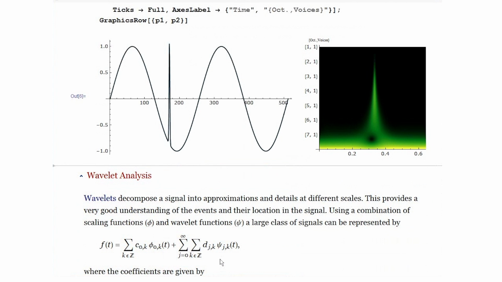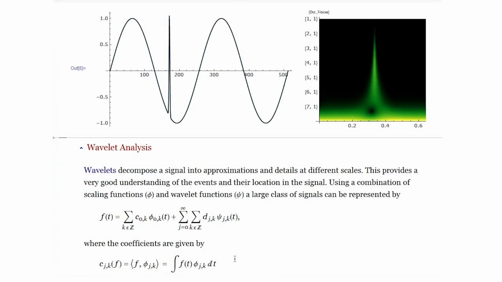So what exactly is happening behind the scenes? Well, wavelet analysis essentially decomposes a signal into different sets of scales using the following formula. So when you are performing a wavelet analysis, you make use of what is called a scaling function, denoted by phi, and a wavelet function, denoted by psi.